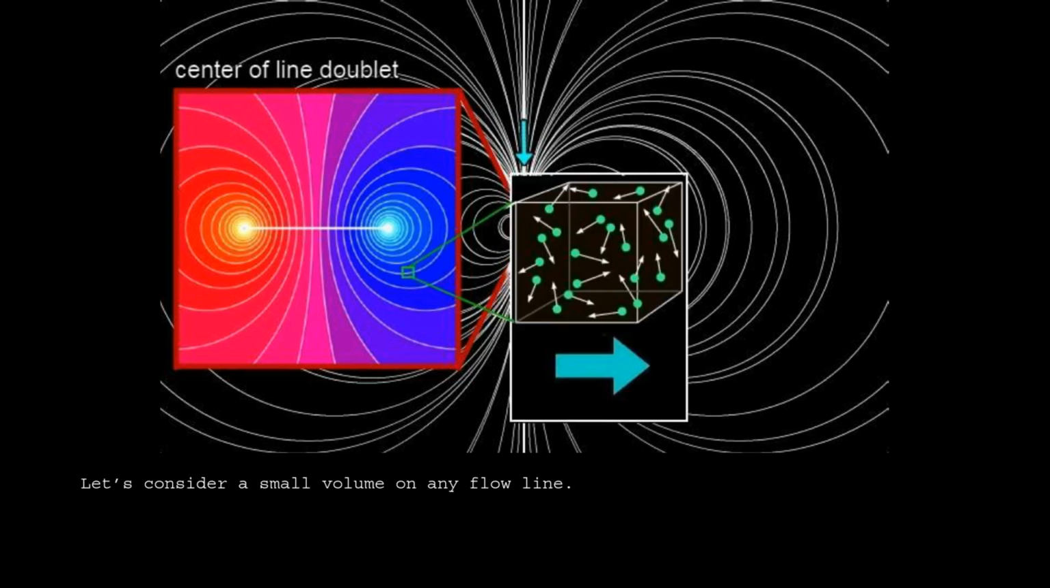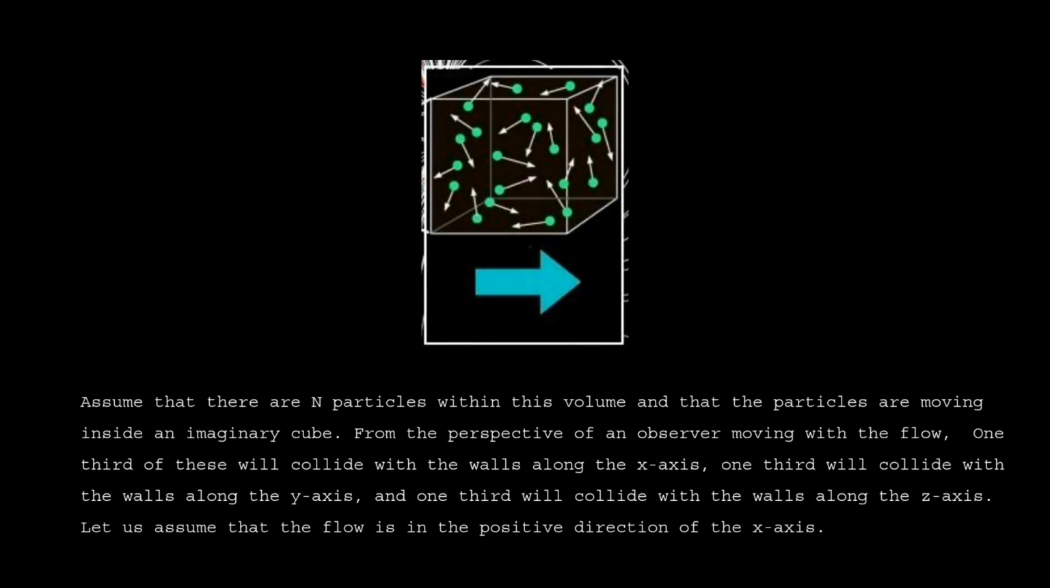Let's consider a small volume on any flow line. Assume that there are n particles within this volume and that the particles are moving inside an imaginary cube. From the perspective of an observer moving with the flow, 1/3 of these will collide with the walls along the x-axis, one-third will collide with the walls along the y-axis, and one-third will collide with the walls along the z-axis.